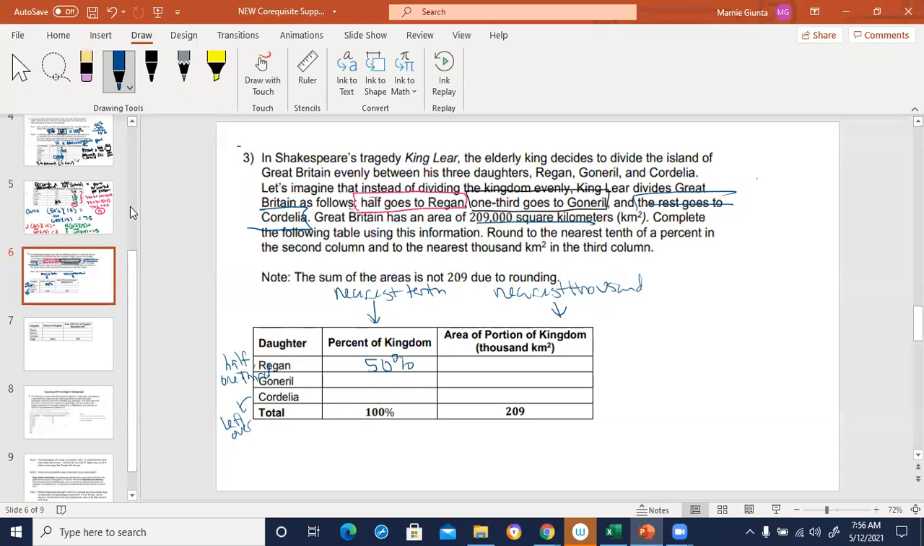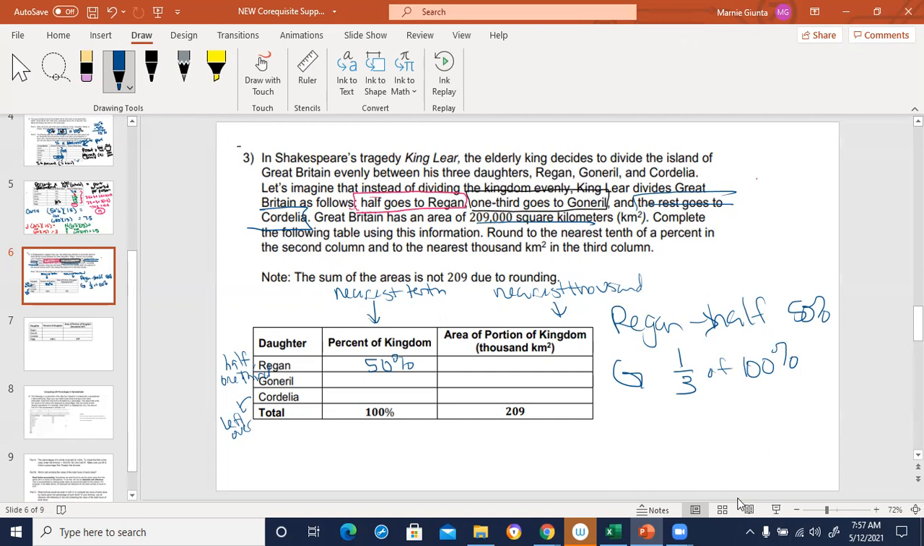Now Goneril is going to get 1/3. So now we got to do a little calculation here, 1/3. So Regan has half, and we know that's 50%. That one's pretty simple. But then you have Goneril. She's going to get 1/3. I'm going to write that of 100%. So what you want to do is take this and multiply 1/3 by 100%.